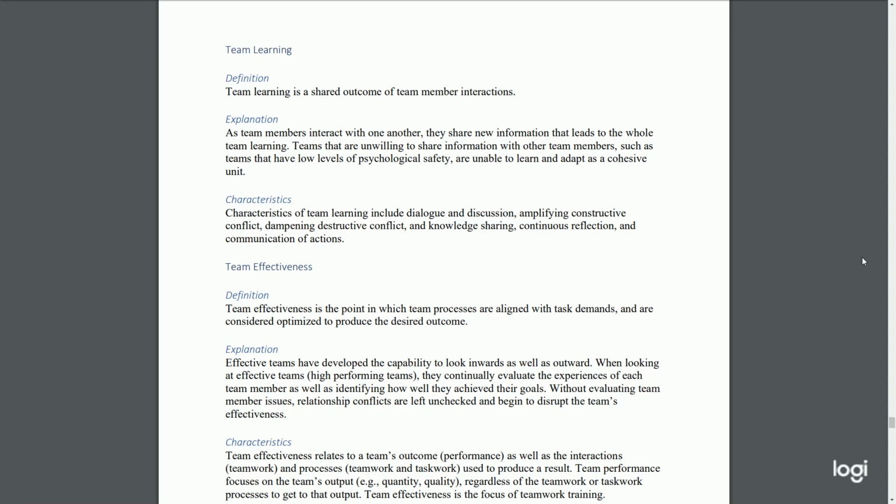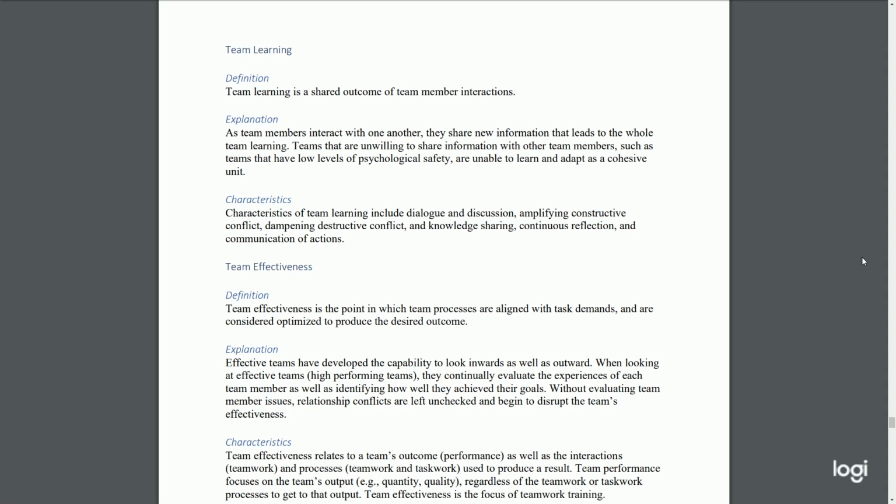Team effectiveness. Definition. Team effectiveness is the point in which team processes are aligned with task demands and are considered optimized to produce the desired outcome. Explanation. Effective teams have developed the capability to look inwards as well as outward. When looking at effective teams, high-performing teams, they continually evaluate the experiences of each team member as well as identifying how well they achieved their goals. Without evaluating team member issues, relationship conflicts are left unchecked and begin to disrupt the team's effectiveness.